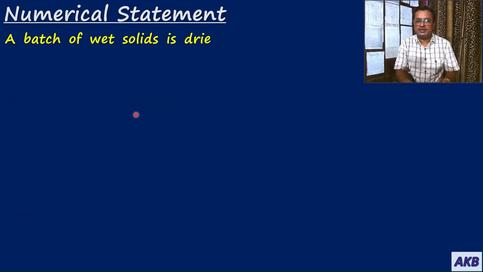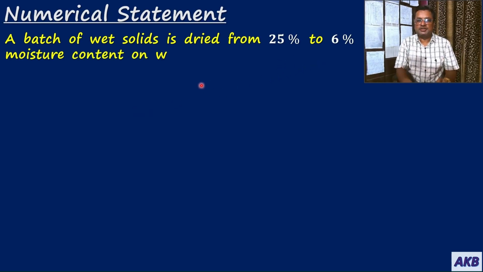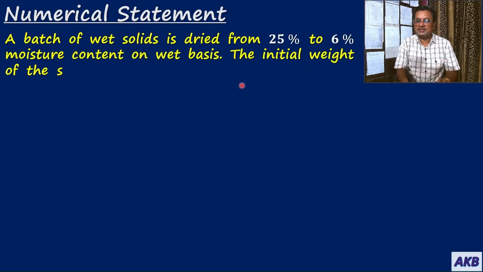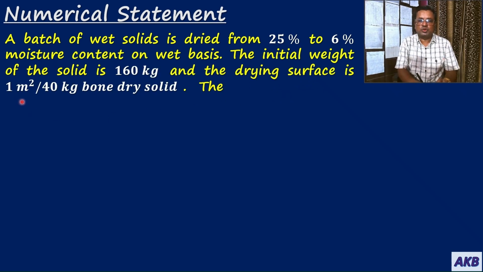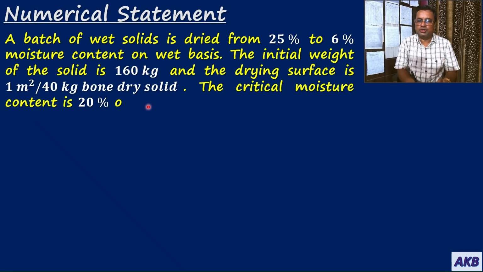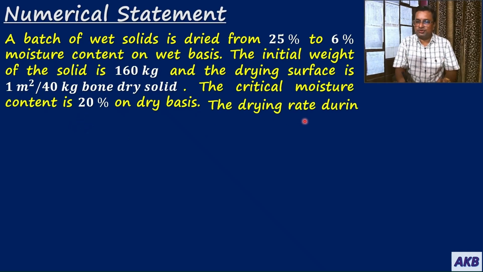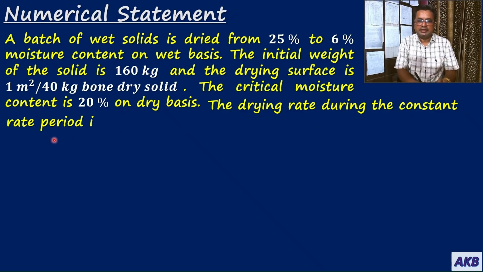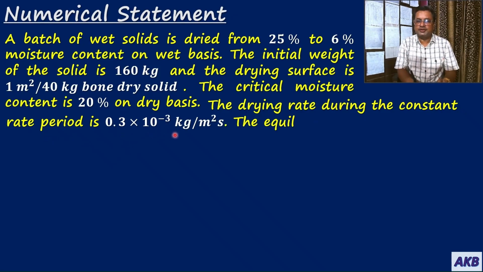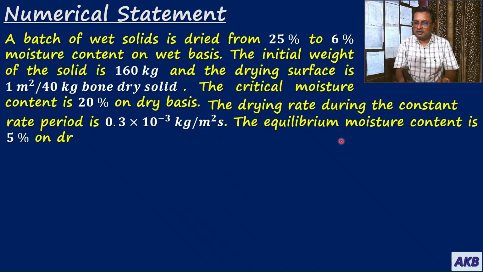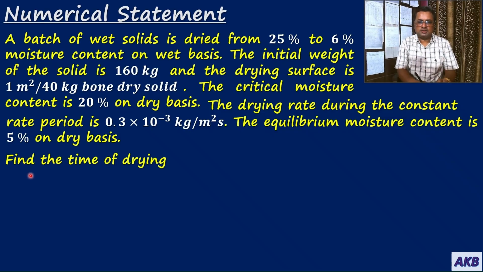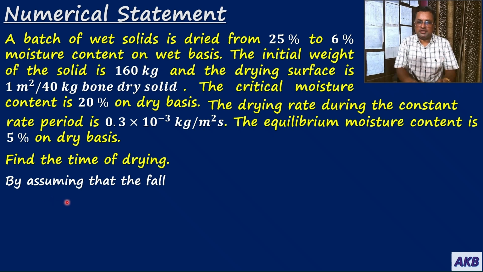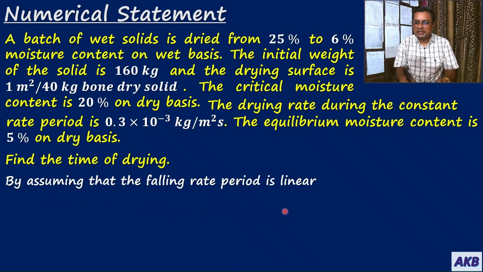A batch of wet solids is dried from 25% to 6% moisture content on wet basis. The initial weight of the solid is 160 kg and the drying surface is 1 meter square per 40 kg bone dry solid. The critical moisture content is 20% on dry basis. The drying rate during the constant rate period is 0.3 into 10 to the power minus 3 kg per meter square per second. The equilibrium moisture content is 5% on dry basis. We are supposed to find the time of drying by assuming that the falling rate period is linear.